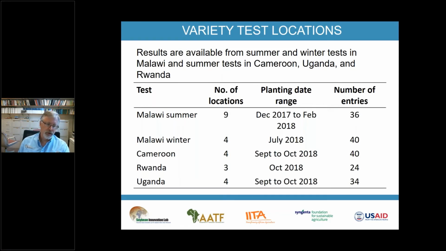What I'm going to be talking about are results from tests in Malawi, both in the winter and the summer season, as well as tests in Cameroon, Rwanda, and Uganda. Within each country, the tests were grown from anywhere from 3 to 9 locations, and the tests were planted from December 2017 to October 2018. And any given test that I'm going to talk about had anywhere from 24 to 40 entries.